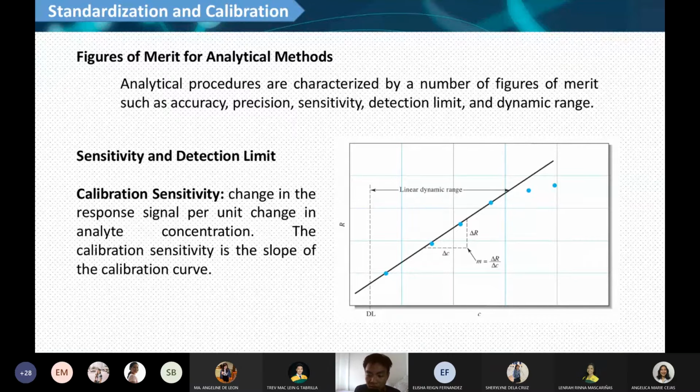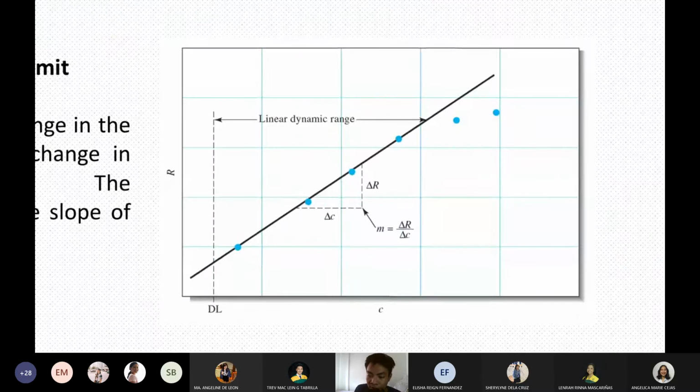And other stuff, no? Such as its precision and accuracy. So, let's talk about calibration sensitivity. How will we know if our calibration curve is sensitive? By just looking at the slope. That's the only answer there.